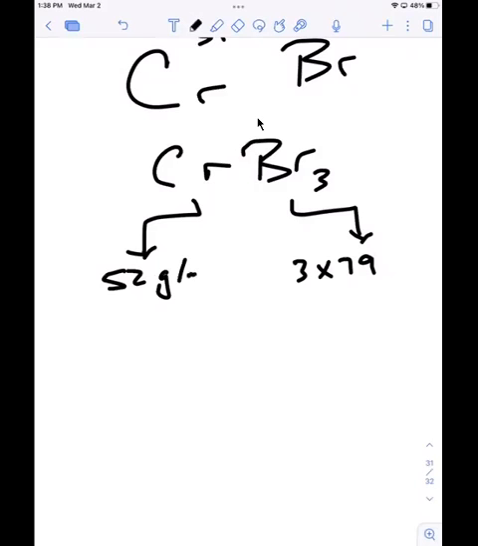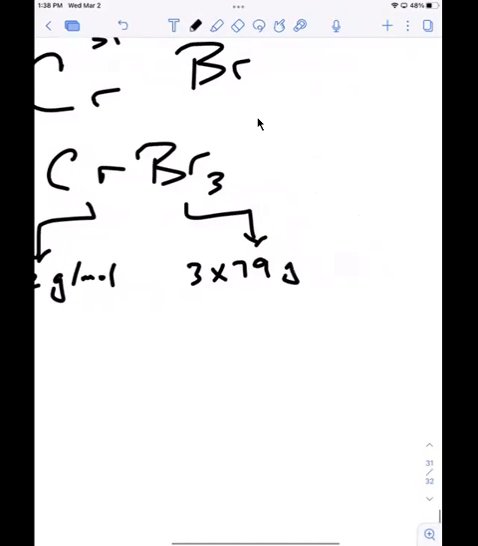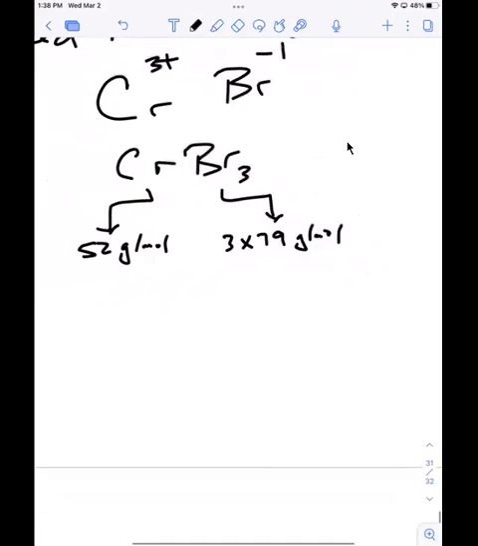And this is grams per mole. This is also grams per mole. You see how all this stuff is connected? That's why it's important to get the basics. Once you learn the basics, you can apply them to something a little bit more complex.